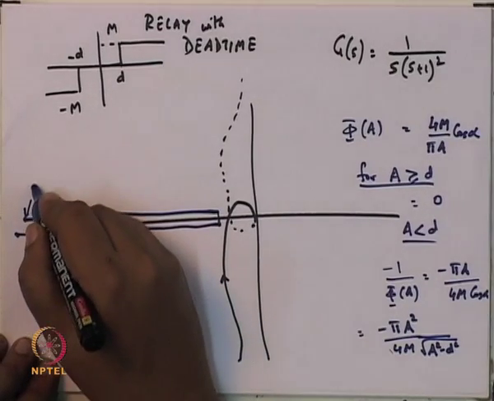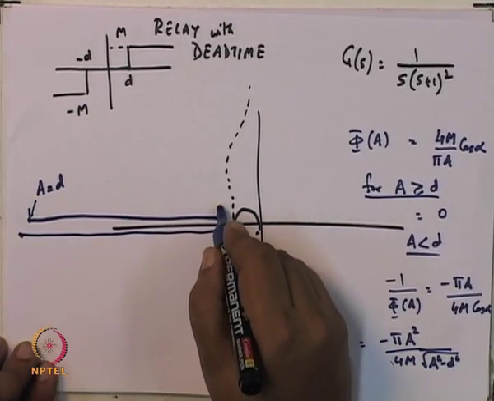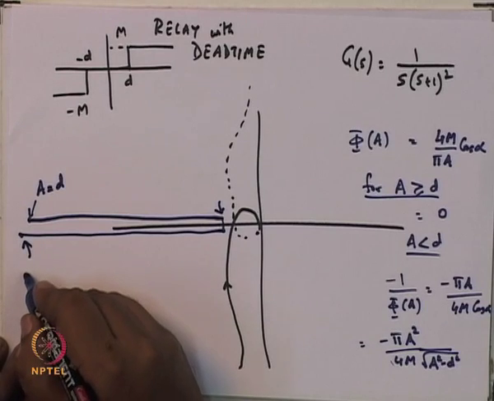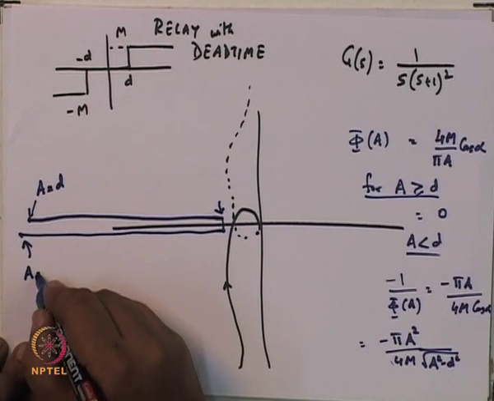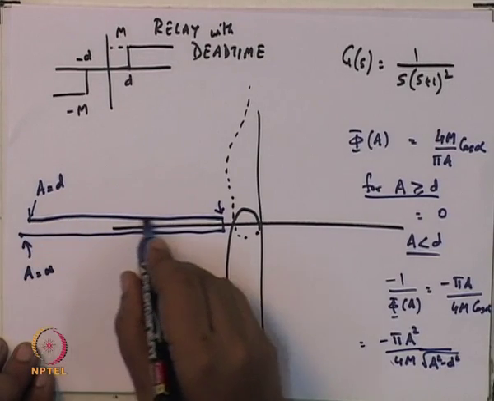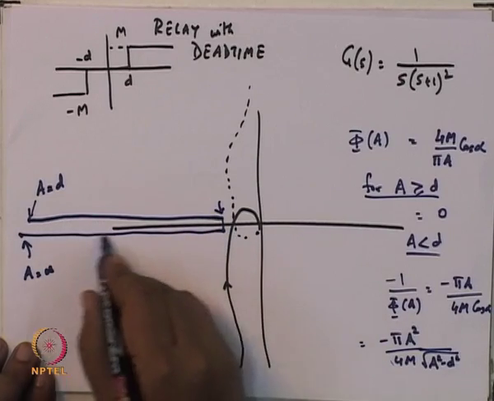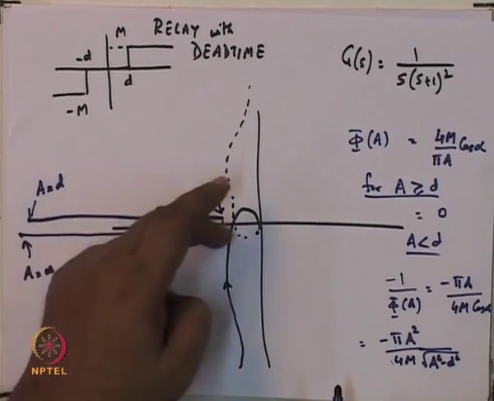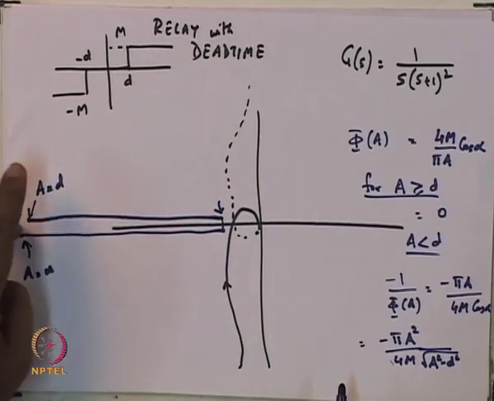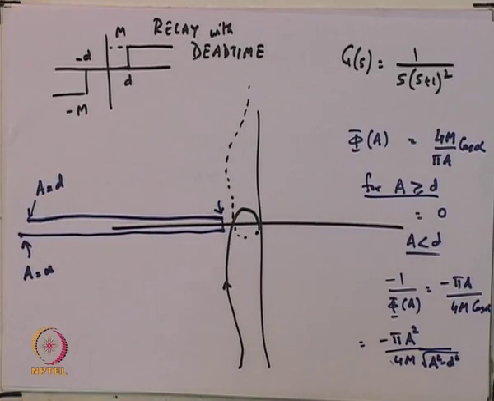So this is the case where a is equal to d and it is increasing. It comes up to some maximum value and then it starts decreasing until a equals infinity. So as a is increasing, first it comes down this way and then it goes back this way. Of course, all these numbers are just real numbers along this negative real axis, but I have drawn it this way just for the sake of clarity.